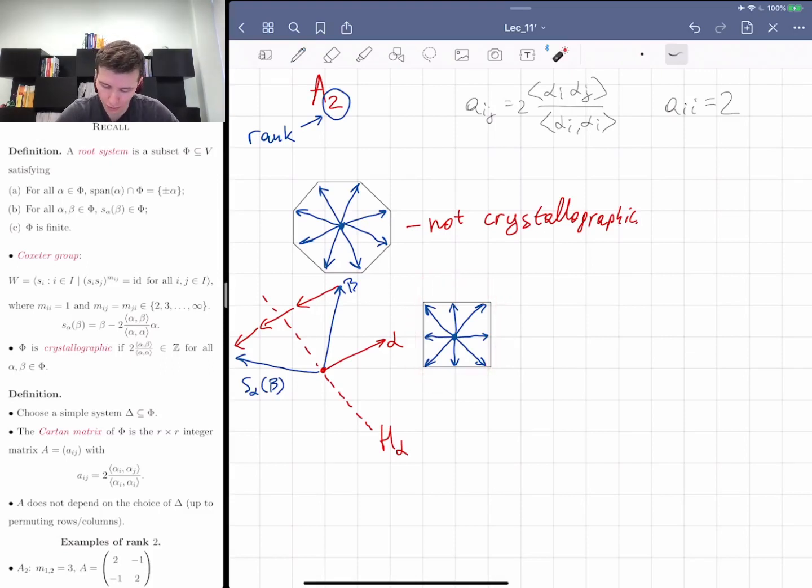You can check this if you want to, let's say you want to reflect this root with respect to this line, you get to this root here, and that's going to be exactly 2 copies of negative alpha. So if you want to reflect the long root, you're going to add 2 copies of alpha. If you want to reflect the short root with respect to some line corresponding to the long root, then you're going to add exactly 1 copy of the long root. So this is crystallographic.